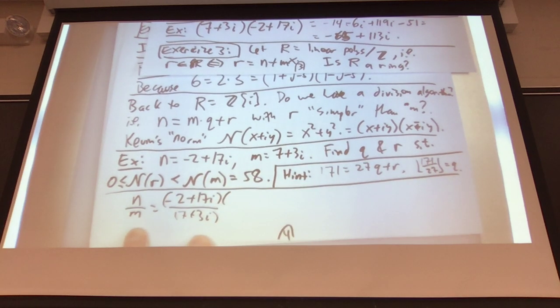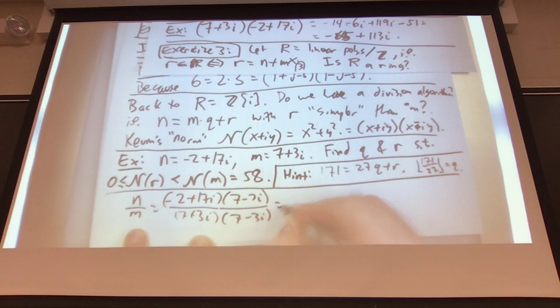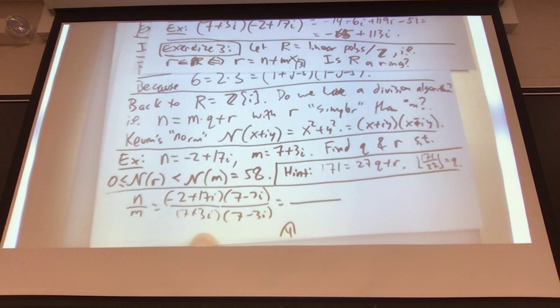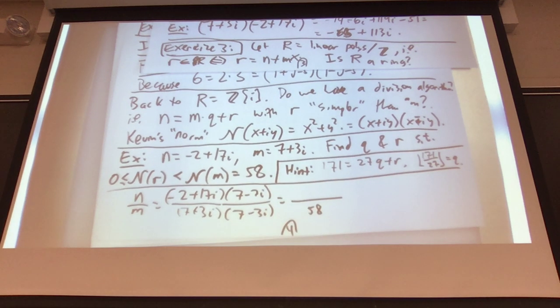So I would multiply top and bottom by 7 minus 3i. Because what that accomplishes in the denominator is it's going to be 58, exactly the norm. And 58 is a rational number, which means I can multiply 1 over 58 into both the real part and the imaginary part. Cool? Yeah. Now keep going. That's the hint. The hint is look at the ratio, find a nearby integer.